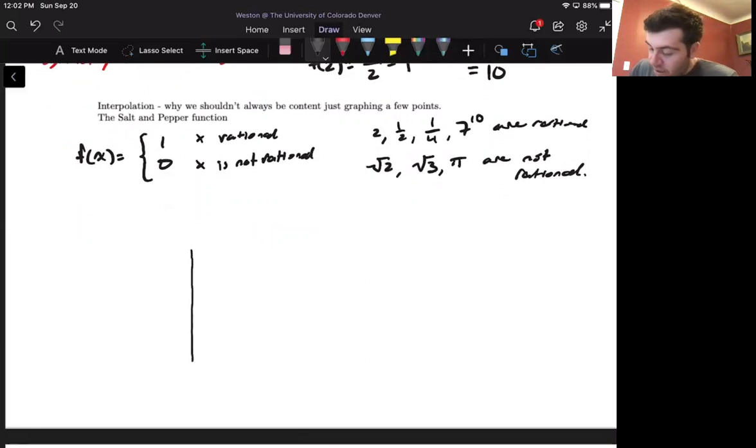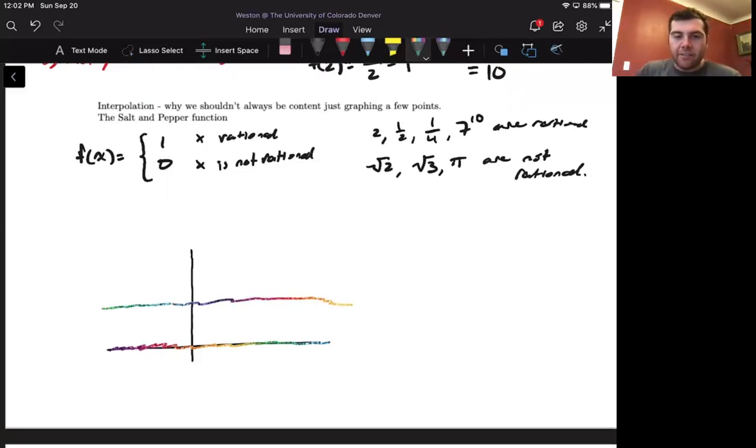So the graph of this function looks something like, it's hard to draw. It looks something like this, where these aren't actually two overlapping lines. It's still going to pass the vertical line test, but the problem is that as close as you want to any rational number, there's an irrational number, and as close as you get to any irrational number, there's a rational number nearby.